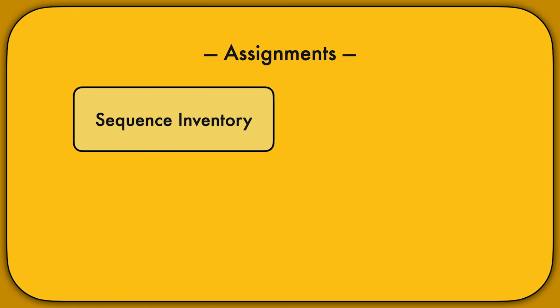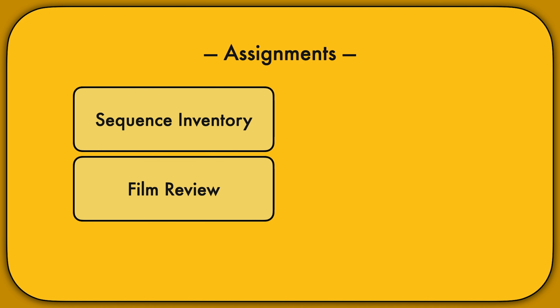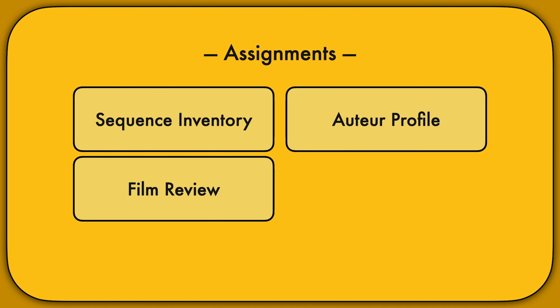First up is the sequence inventory, wherein you'll deconstruct or sort of reverse outline a scene, or to put it a bit more concretely, a 5 to 7 minute sequence from one of the first 3 films that we're watching in class. Next up, you'll record a critical film review about a film, any film of your choice, so long as it's not one that we're screening in class. After that, you'll create a detailed critical profile of an auteur's work by examining a few of her, his, or their films. This is, in essence, your big final paper, or a video essay if you want to go that route.